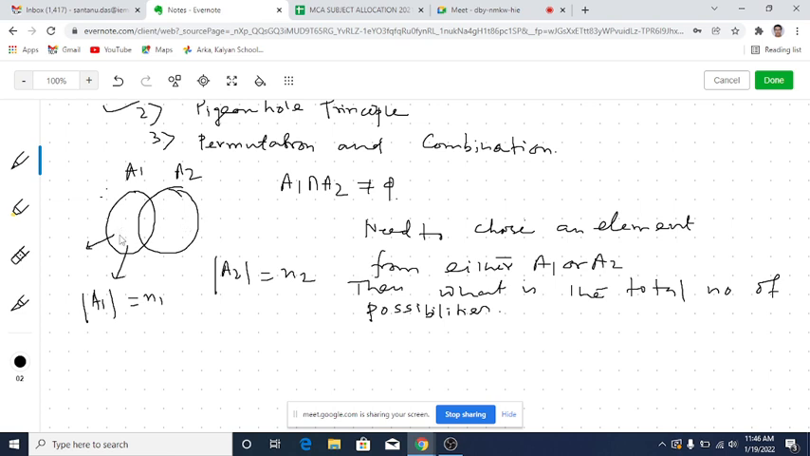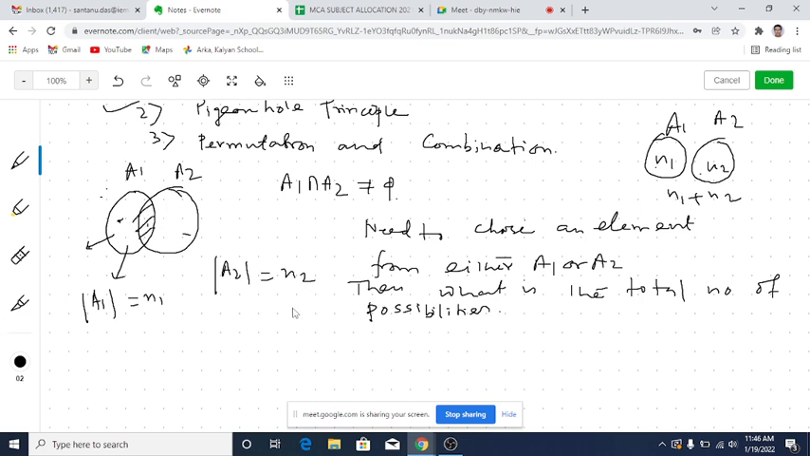So either we could choose an element from a1 or we could choose an element from a2. If they were disjoint, say a1 and a2 are disjoint, then what was the total possibility? Say this is a1, this is a2, with n1 and n2 elements. So either we could choose from here or from here, and the total possibility would be n1 plus n2. But here if I choose an element from a1, then it can be here or it can be here. If it is here, then it may belong to a2 also. So there are some common portions between a1 and a2.